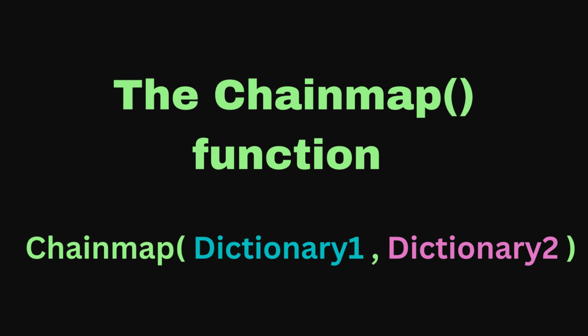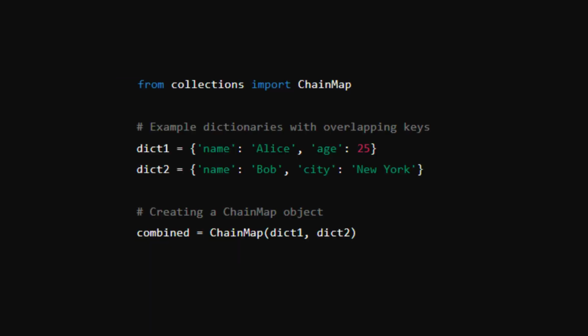Let's explore the ChainMap function from the Collections module. This is a really great way to create an object from several dictionaries that you can query as if it was one dictionary. So we're going to start by creating two dictionaries, dict1 and dict2.